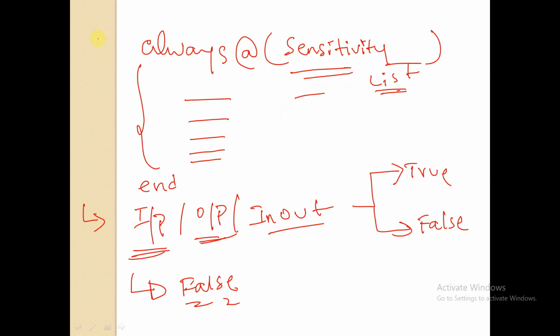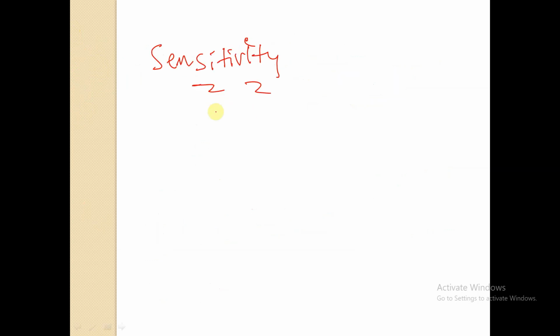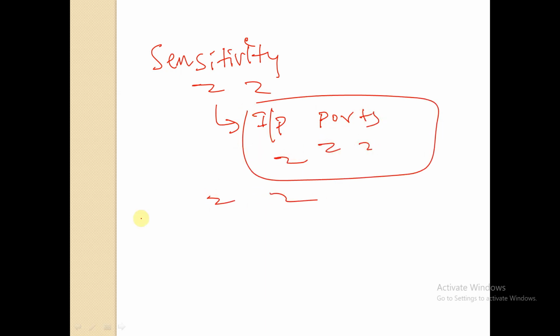So if the inputs are given to our design and there is any change in the inputs, those inputs are given in this sensitivity list. So if there is any change in the input, the always block will be triggered. So the rule is the sensitivity list should contain only input ports. It cannot contain outputs. Is it clear?